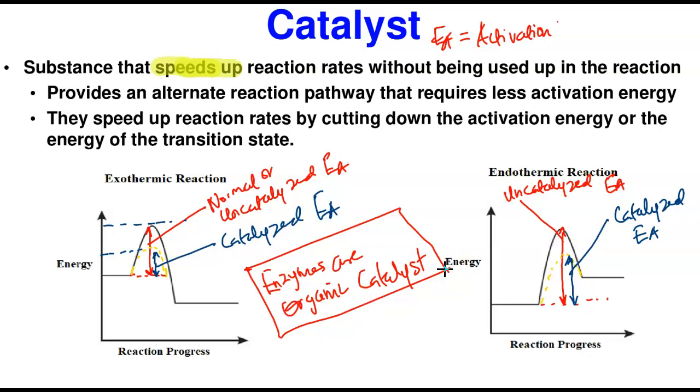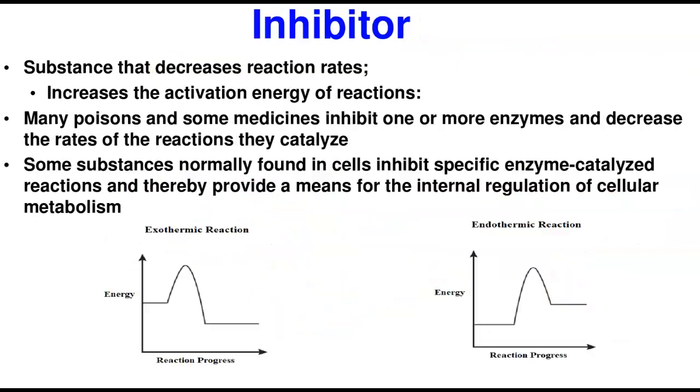Now, the last but not the least of what we're going to be talking about here today will be the inhibitors. What do they do? That is the last page we're going to be talking about today. The inhibitors are substances that do what? They decrease the reaction rate. That's exactly what they do. The inhibitors decrease the reaction rate.